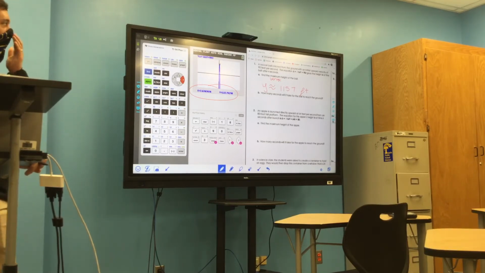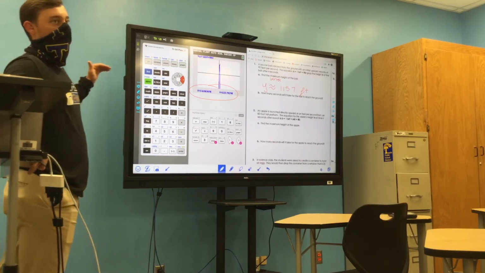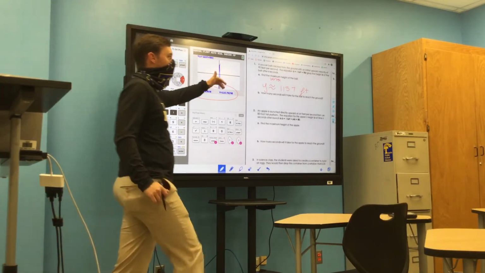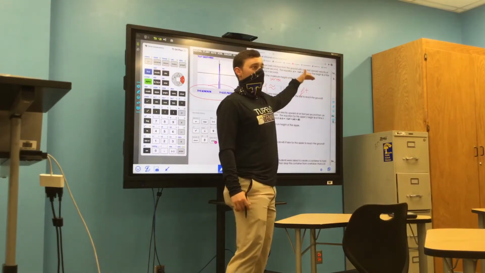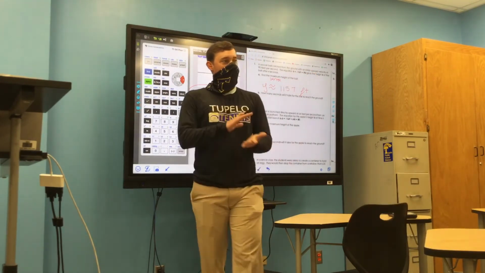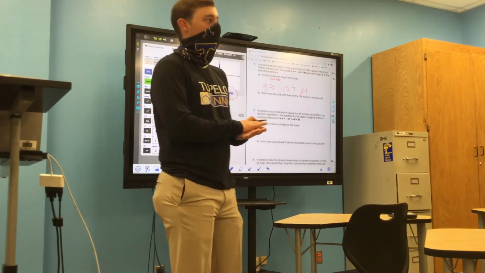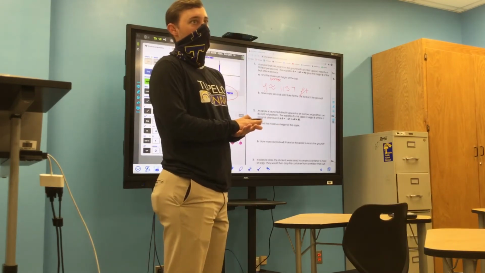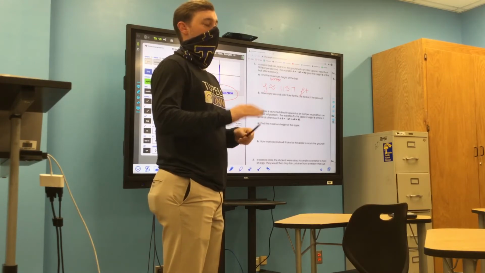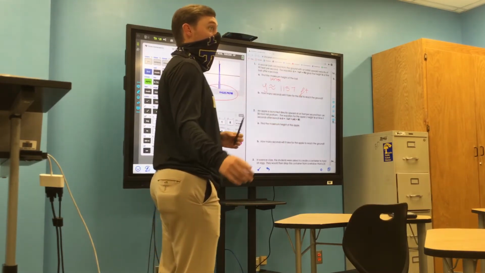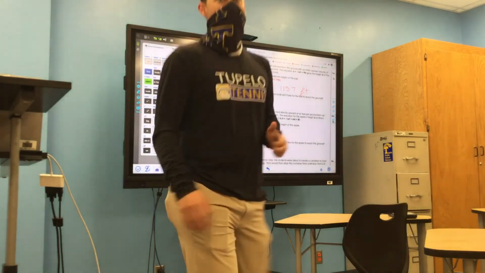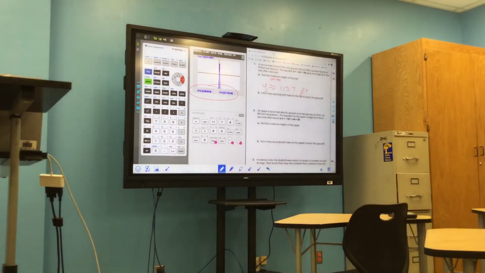All right. So part B asks, how many seconds will it take the ball to reach the ground? Okay, so think about what represents the ground. If y has to do with height, and we're saying it gets all the way to 115 feet, what does your y have to be to represent the ground? All right, so think with me here, okay? Not quite.